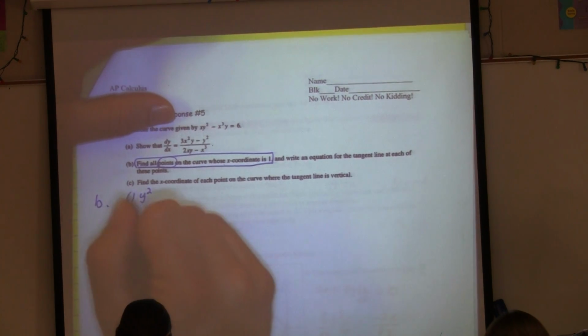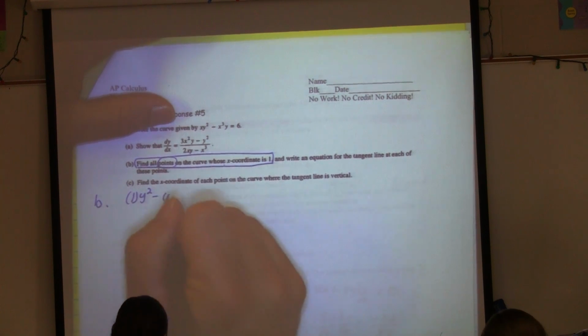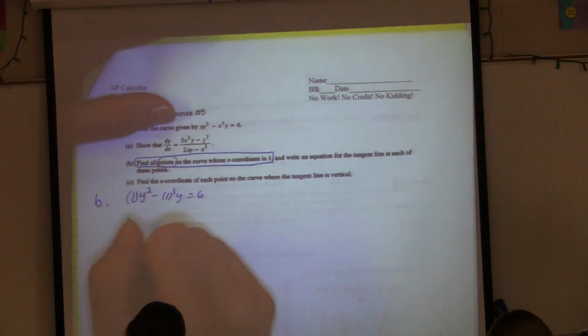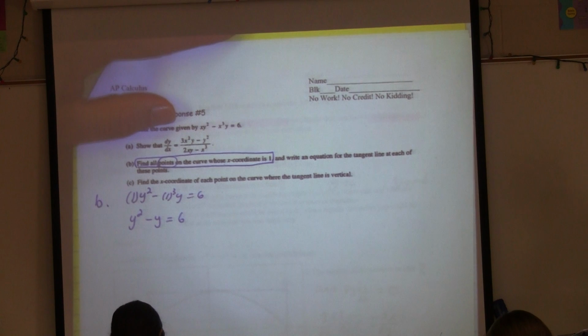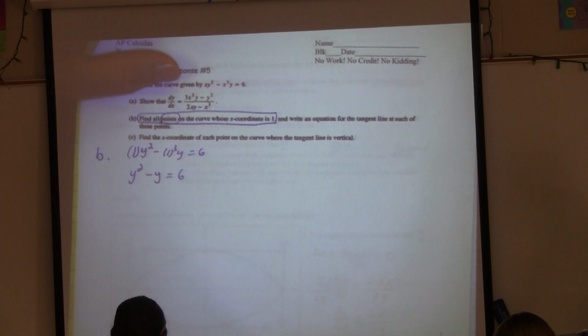So if I plug it in, what do I get? 1 y squared, right? Minus 1 cubed y equals 6. So that'll give me y squared minus y equals 6. How do I solve that? Take out a y?